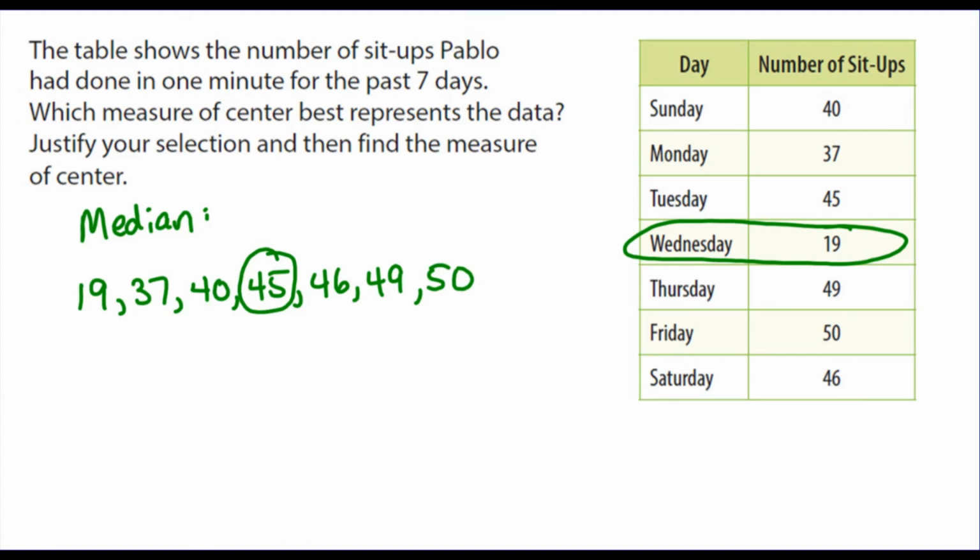Now, if you did go ahead and find the mean and calculate that, the mean is actually going to be much less than that. The mean here is 40.8 or about 41 sit-ups. So you can see that that one value of 19 really brought that measure of center down to make it a little bit misleading as to how many sit-ups Pablo was capable of doing each day.